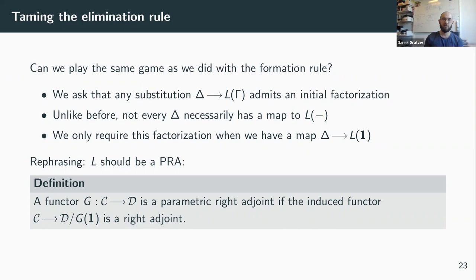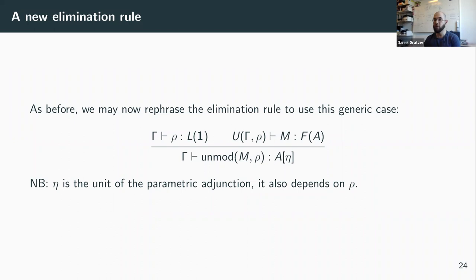And I've reproduced the definition here. So a functor is a PRA, parametric right adjoint, exactly when the induced map on slices over the terminal is a right adjoint. So in particular, the left adjoint applies not just to objects, but to objects together with a map into this functor applied to the terminal. And you can take the assumption of a parametric left adjoint, I suppose, existing, and rephrase the transposition rule, and you'll end up with something like this.